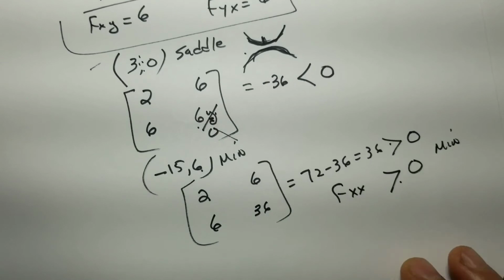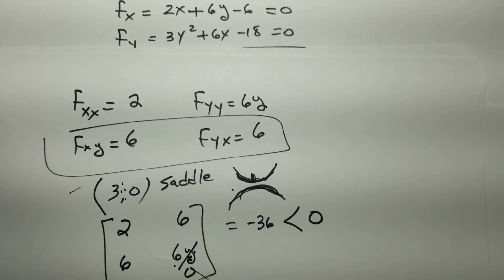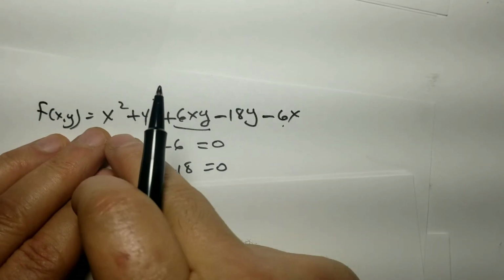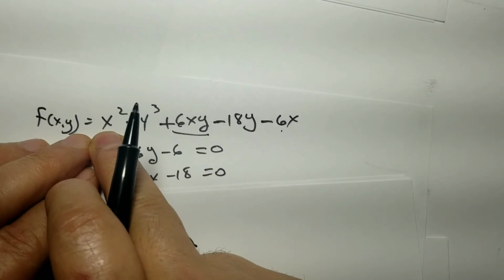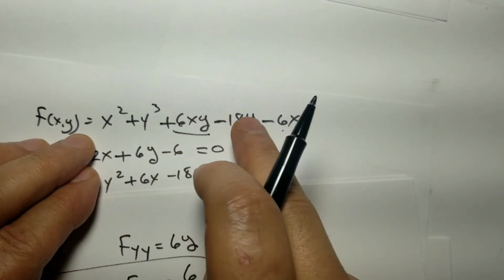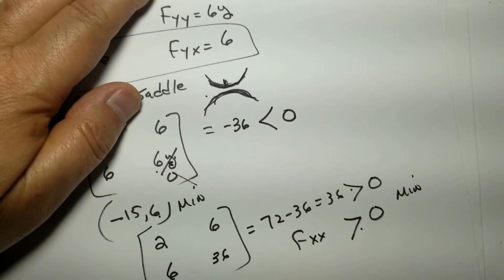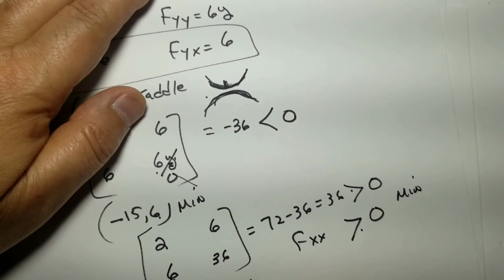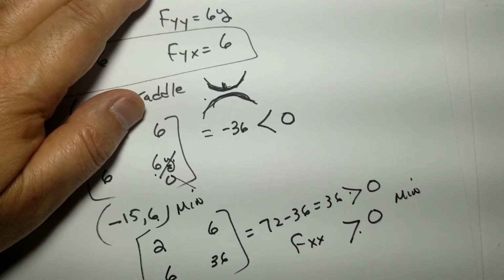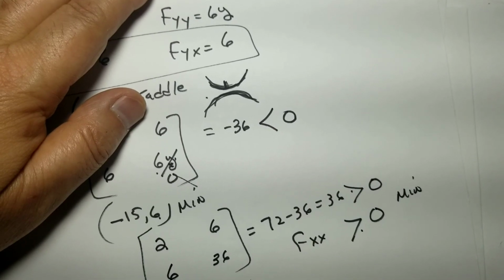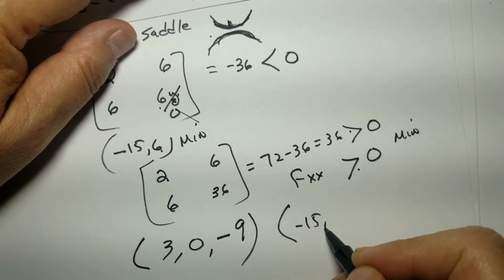Somebody said, okay, what was your saddle? 3, 0. What is your z value at that point? You've got to go in here and say my x is 3, my y is 0. 9, 0, 0, 0, minus 18. 9 minus 18, negative 9. That's where you see at that point, you see a what? A turning point, which is neither a max nor a min.